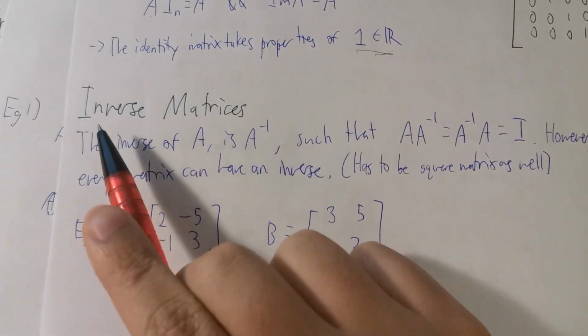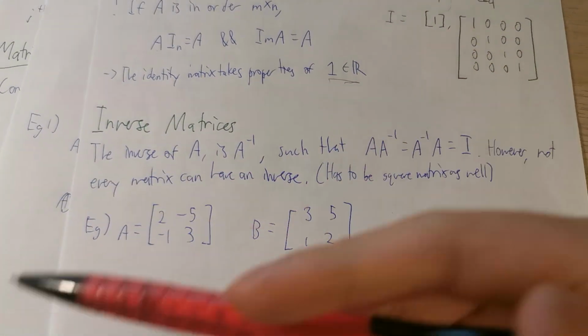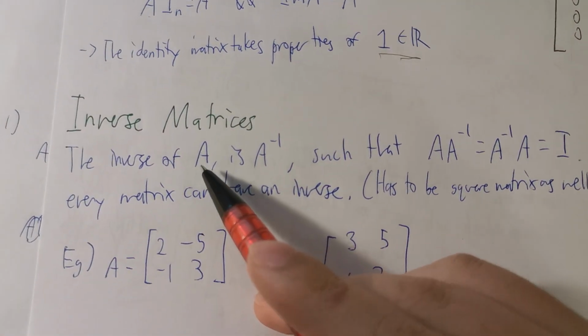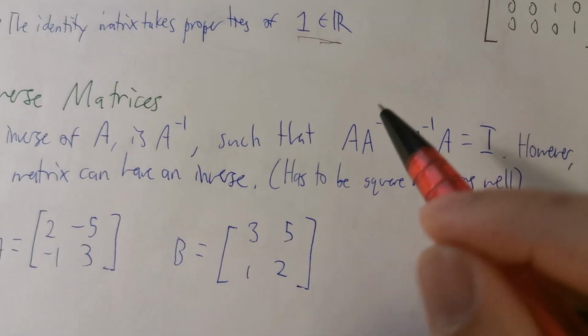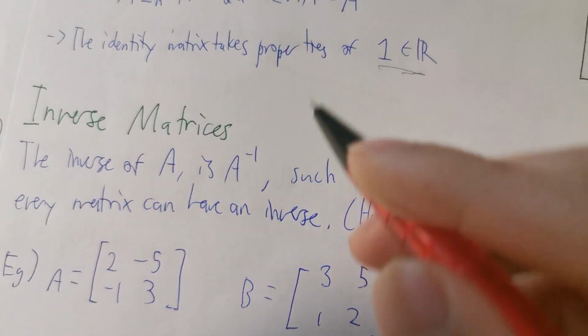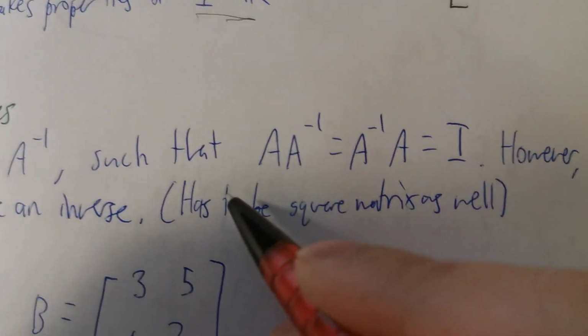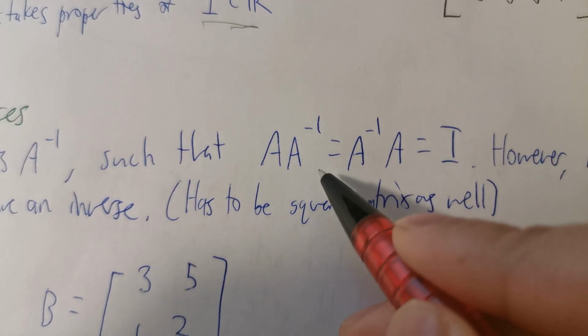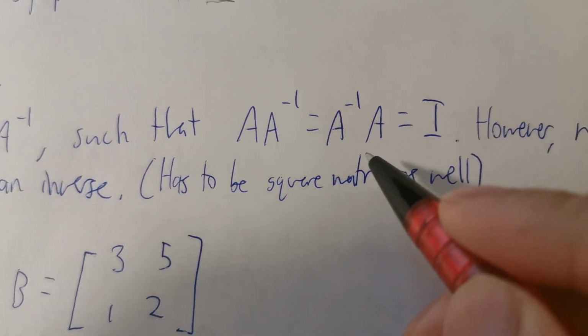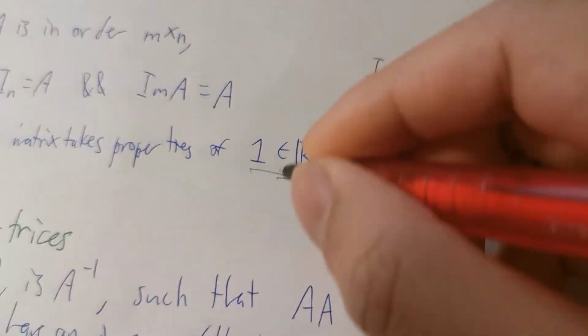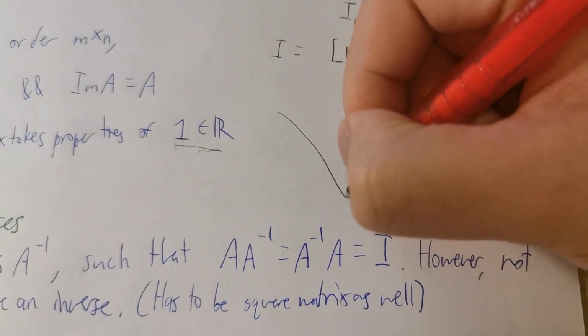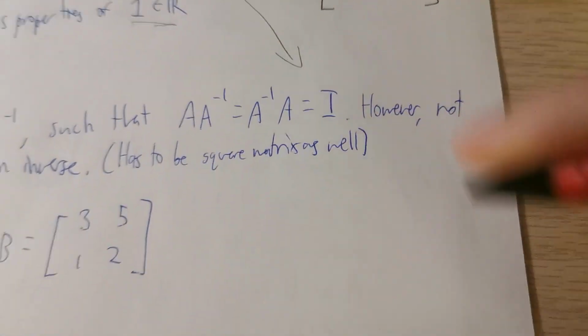So moving on, we have inverse matrices. An inverse matrix is something where you have a matrix A and its inverse. A multiplied by its inverse is the same thing as the inverse multiplied by A, which is equal to the identity matrix. See, that's where it's used, right? This is where identity matrices are used.